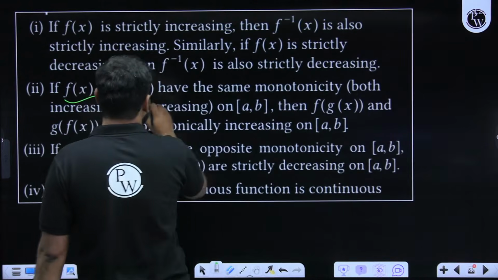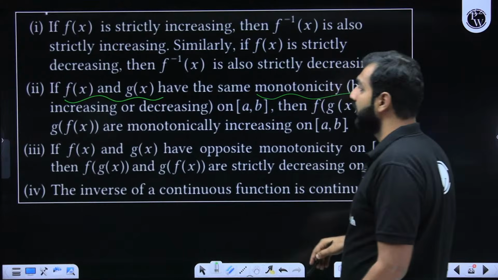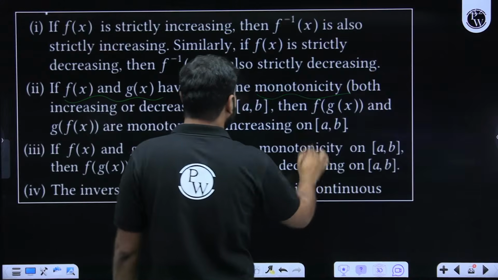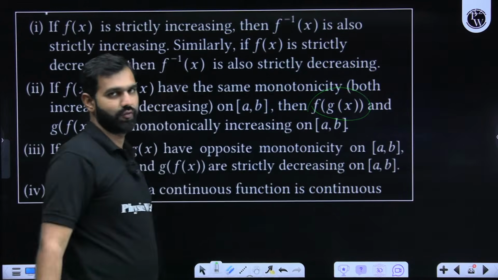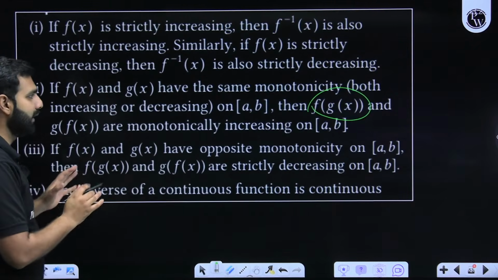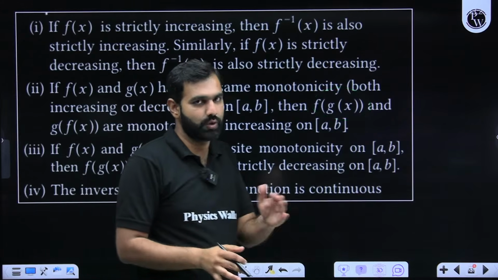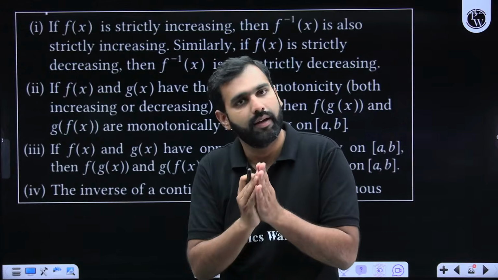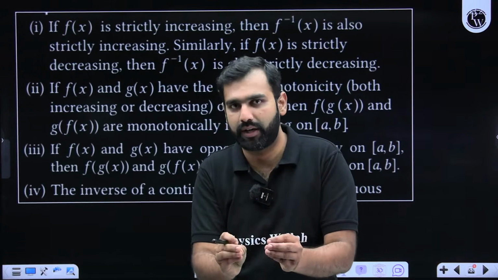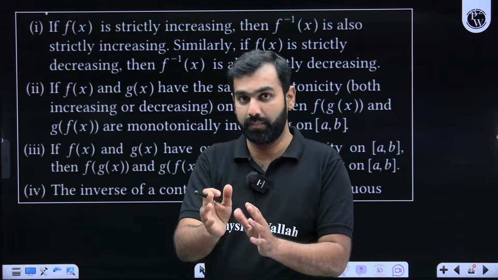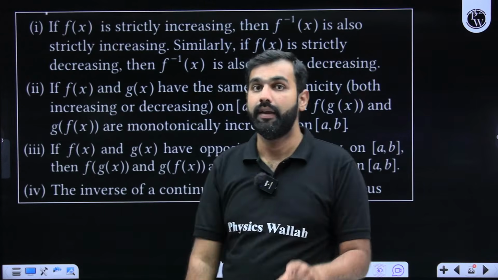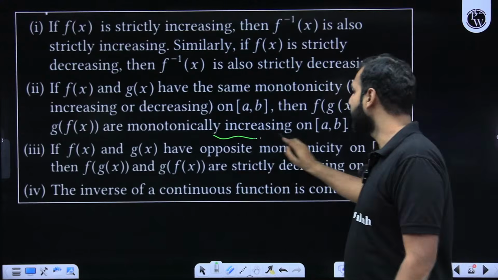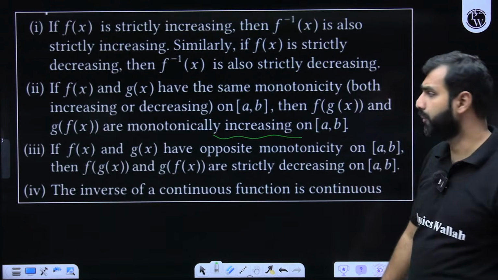Second, f x and g x have the same monotonicity if either both are increasing or both are decreasing. In that case, the composition of f of g of x will be monotonically increasing, either f of g of x or g of f of x. Remember, please remember, I repeat my words. If f x and g x both are either increasing or decreasing, in that case, you will say f of g of x or g of f of x, both are increasing. Did you get my point?